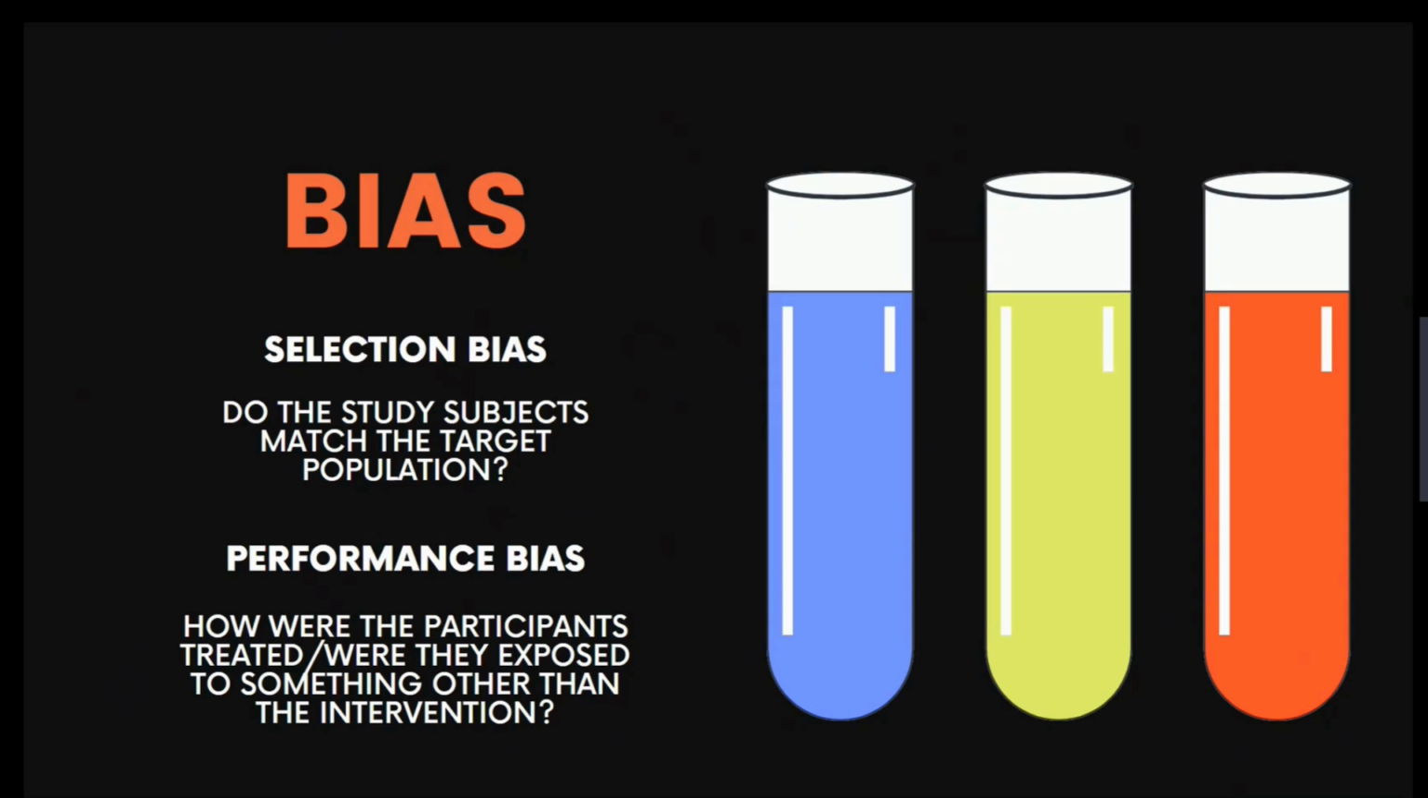Unsurprisingly, the first issue we may encounter with animal studies is bias, with the types most frequently encountered being selection, performance, detection, attrition, and reporting bias.